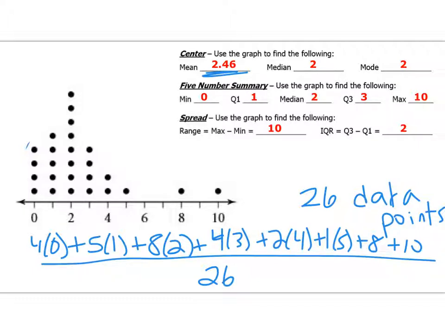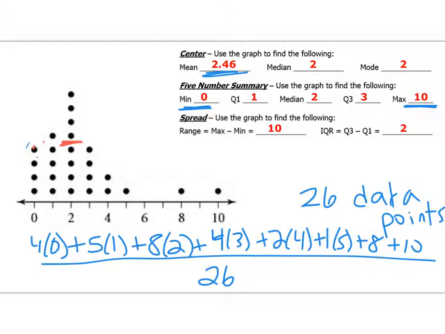If I have a total of 26 data points, that means my median is where I have 13 to the left, 13 to the right. So 1, 2, 3, 4, 5, 6, 7, 8, 9, 10, 11, 12, 13. So my median is definitely 2. My mode is also 2. My minimum value is 0. My maximum value is 10. So that's where we get our min, our max.